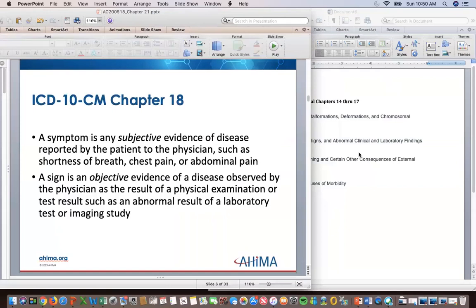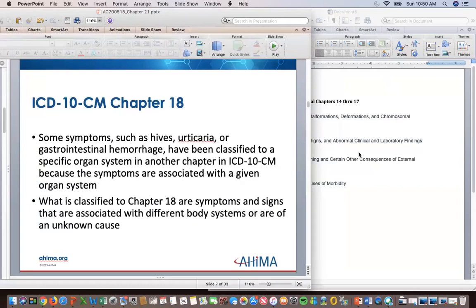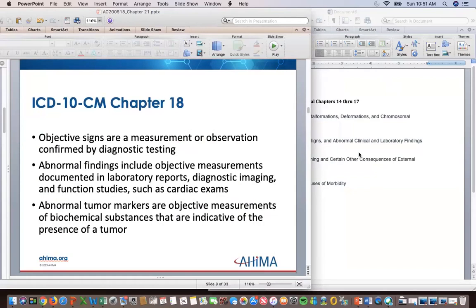So let's talk a little bit about these symptoms. A symptom is any subjective evidence of a disease reported by the patient to the physician, such as shortness of breath, chest pain, abdominal pain, and objective evidence of disease observed by the physician as a result of physical examination or test results, such as an abnormal result of a laboratory test or imaging study. Some symptoms, such as hives, urticaria, or gastrointestinal hemorrhage, have been classified to specific organ systems in the coding manual, so you would go back to that. What is classifiable to Chapter 18 are symptoms and signs that are associated with different body parts or are of an unknown cause. So really, we are looking at an unknown cause.